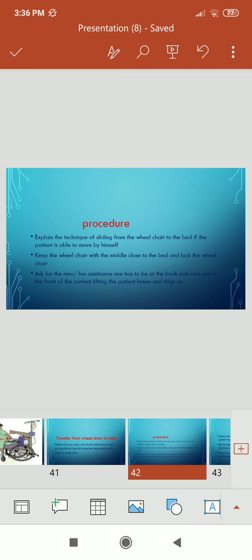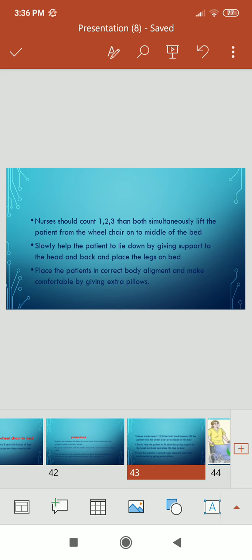Procedure. Explain the technique of sliding from the wheelchair to the bed if the patient is able to move by himself. Keep the wheelchair close to the bed and lock the wheelchair. Ask for male or female nursing orderly assistance. One has to be at the backside and one in the front of the patient, lifting the patient's knees and thighs off.